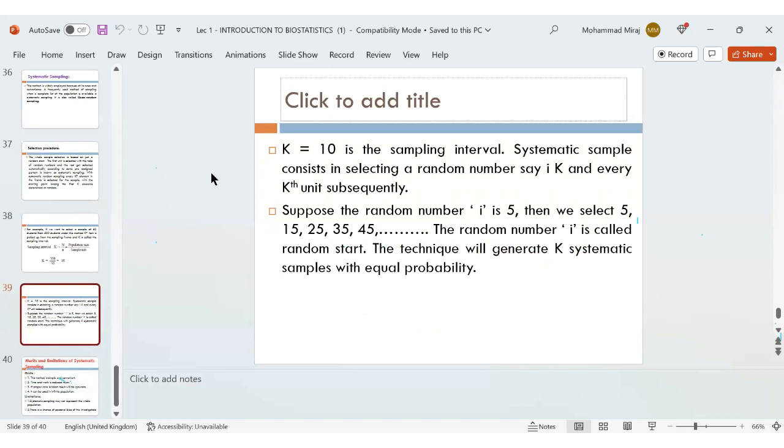So if the sampling interval is 10, you can choose every fifth number, that is 5, 15, 25. Depending on whether it's odd or even, if it is an even number, you can choose 6, 16, 26. If it is an odd number, you can choose 9th, 19th, 29th, 49th. So like this, it has to be done.